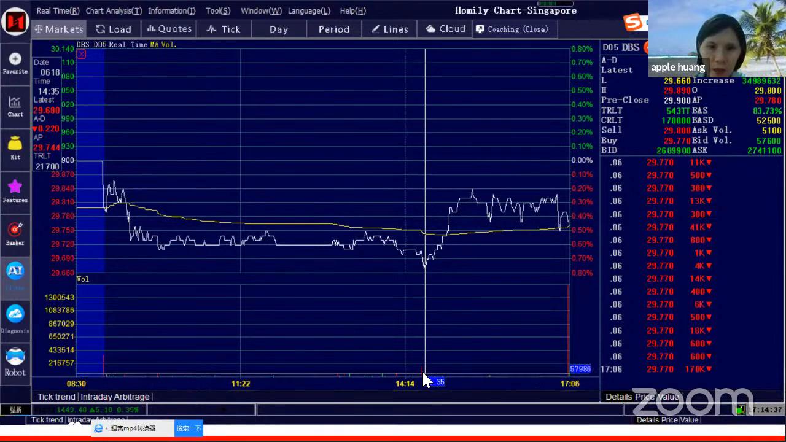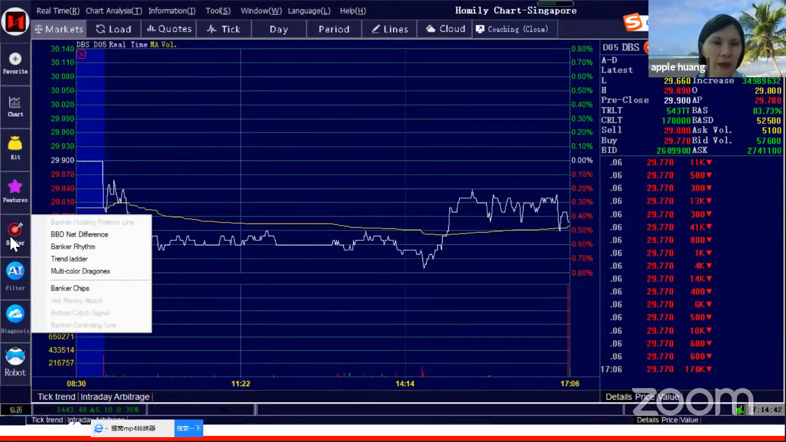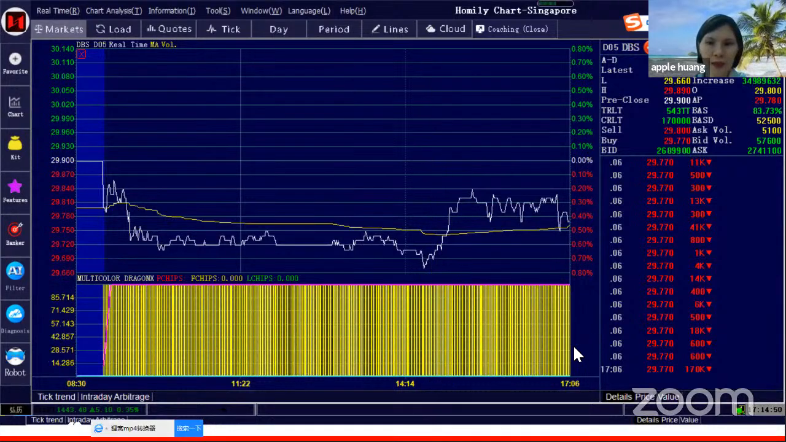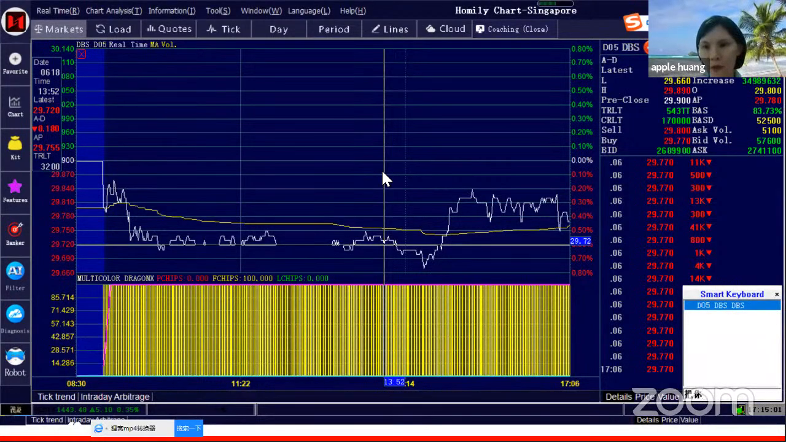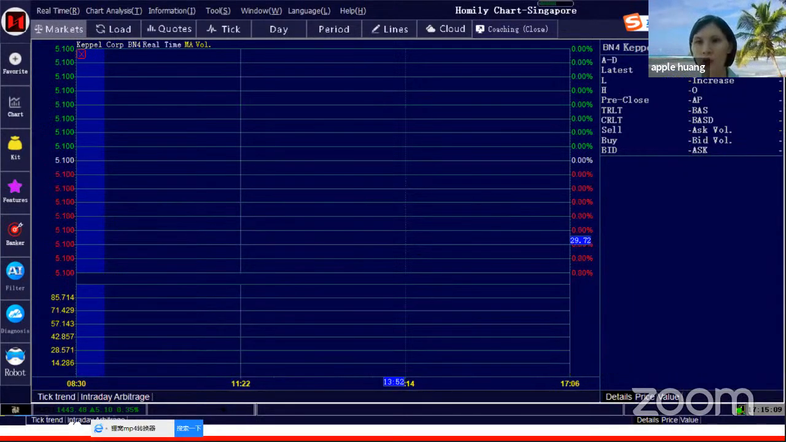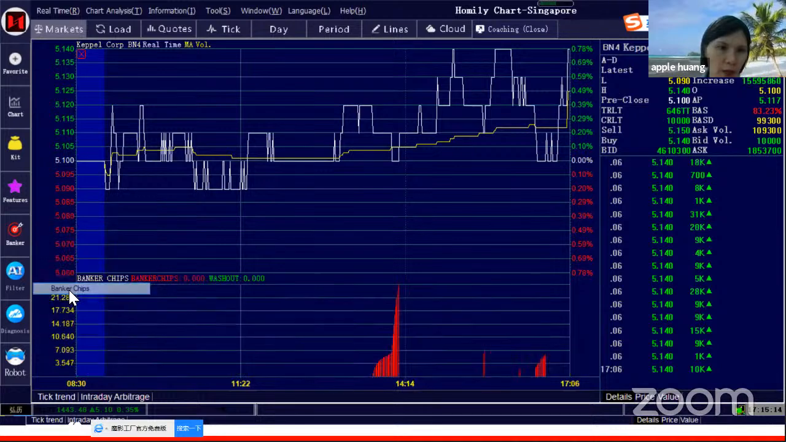The tick chart actually normally shows volume at the bottom. But in fact, you can change to other indicators. It allows you to change to, for example, multicolor dragon next. So you can change to other indicators on the tick chart. We can see, for example, BM4. For Capital Corp, you can change to banker chip.